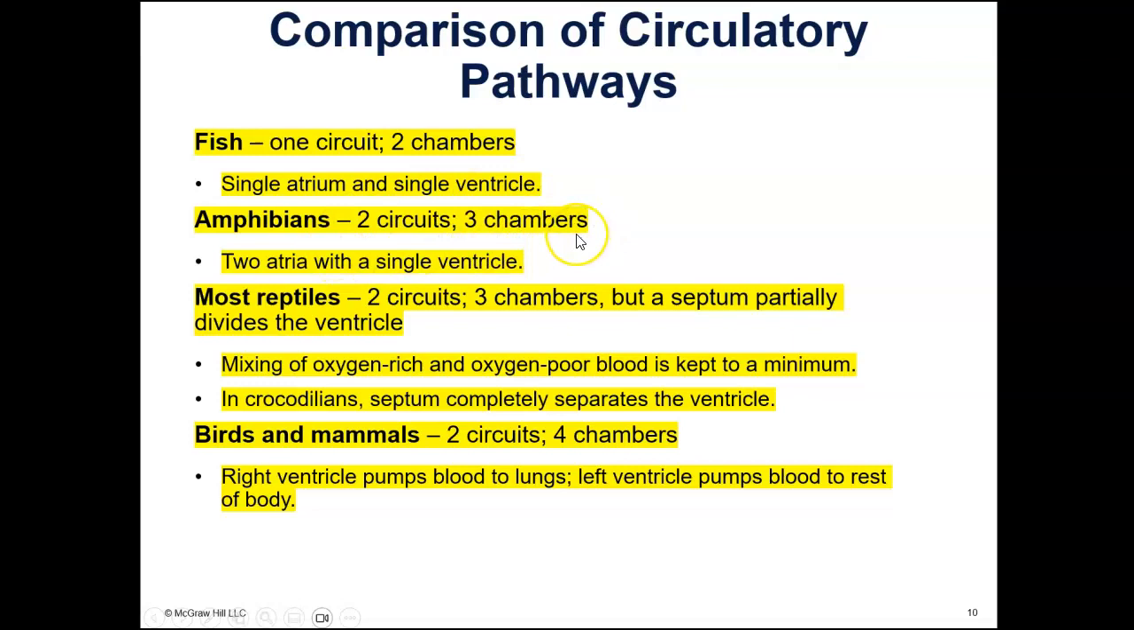And the amphibians have three heart chambers. They have two atria, and then they have a single ventricle. Most reptiles have two circuits and three chambers, but there is a divider or a septum in the middle of the ventricle. But crocodiles and alligators have a septum that completely divides the ventricle, so it's almost like they have four chambers. Birds and mammals all have four heart chambers, two atria and two ventricles.